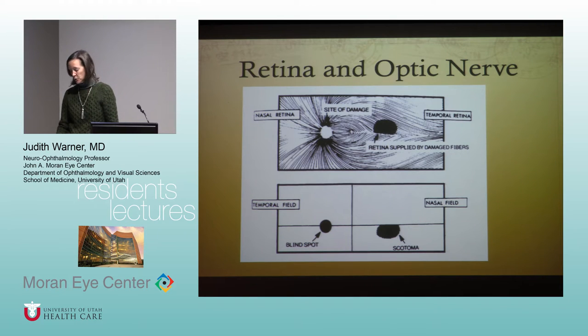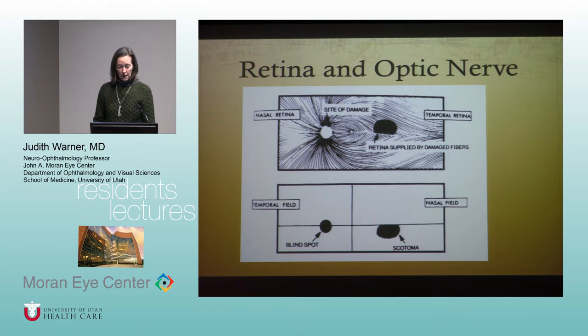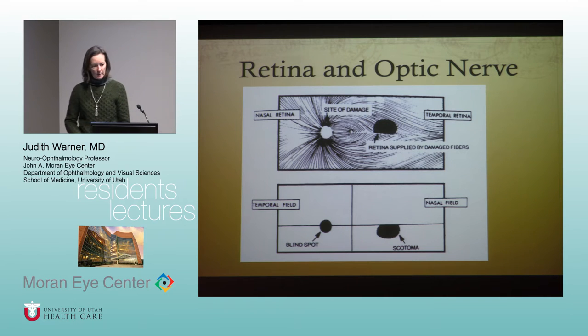The visual field is dependent on the anatomy, and it's one of the nice anatomic correlations that we have in medicine. It's one of the reasons, I think, why neuro-ophthalmologists are such happy people.